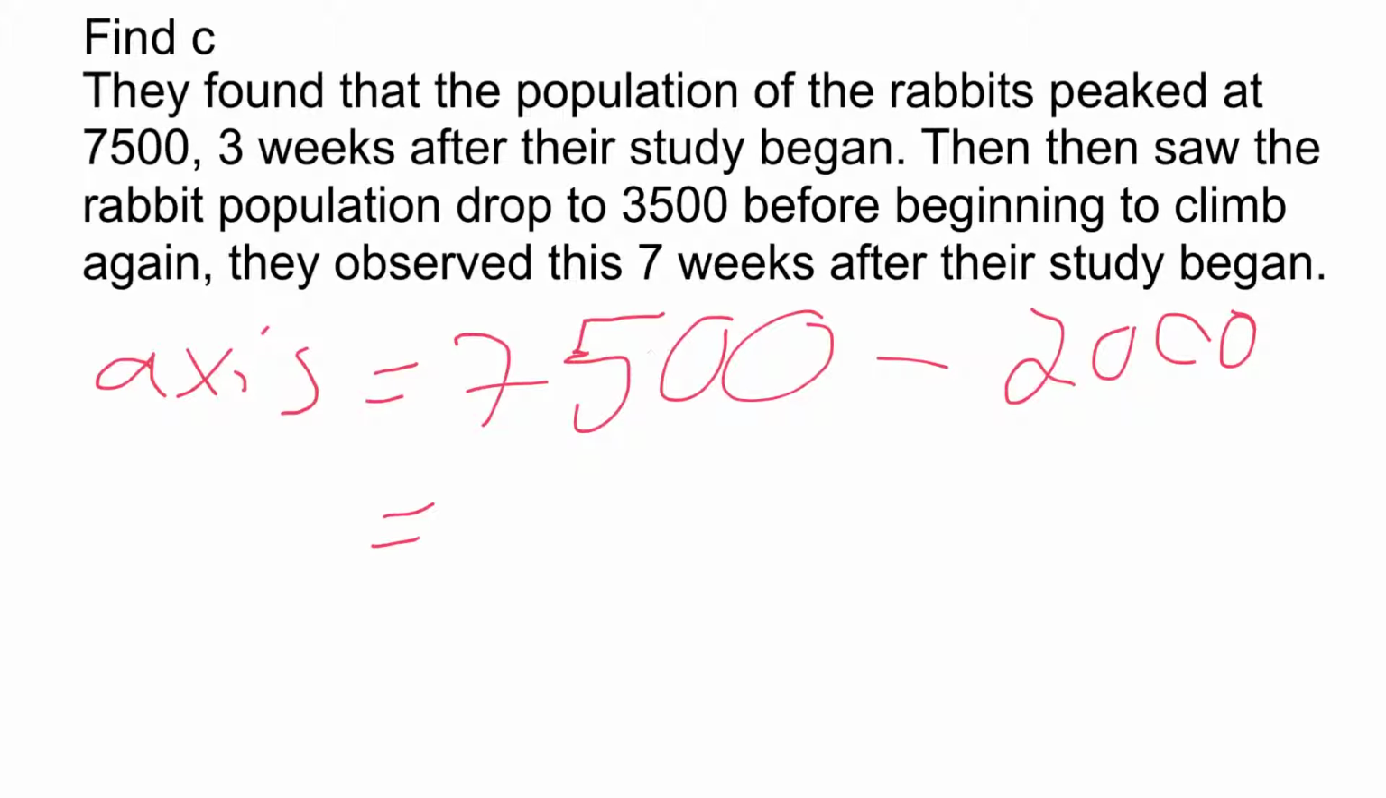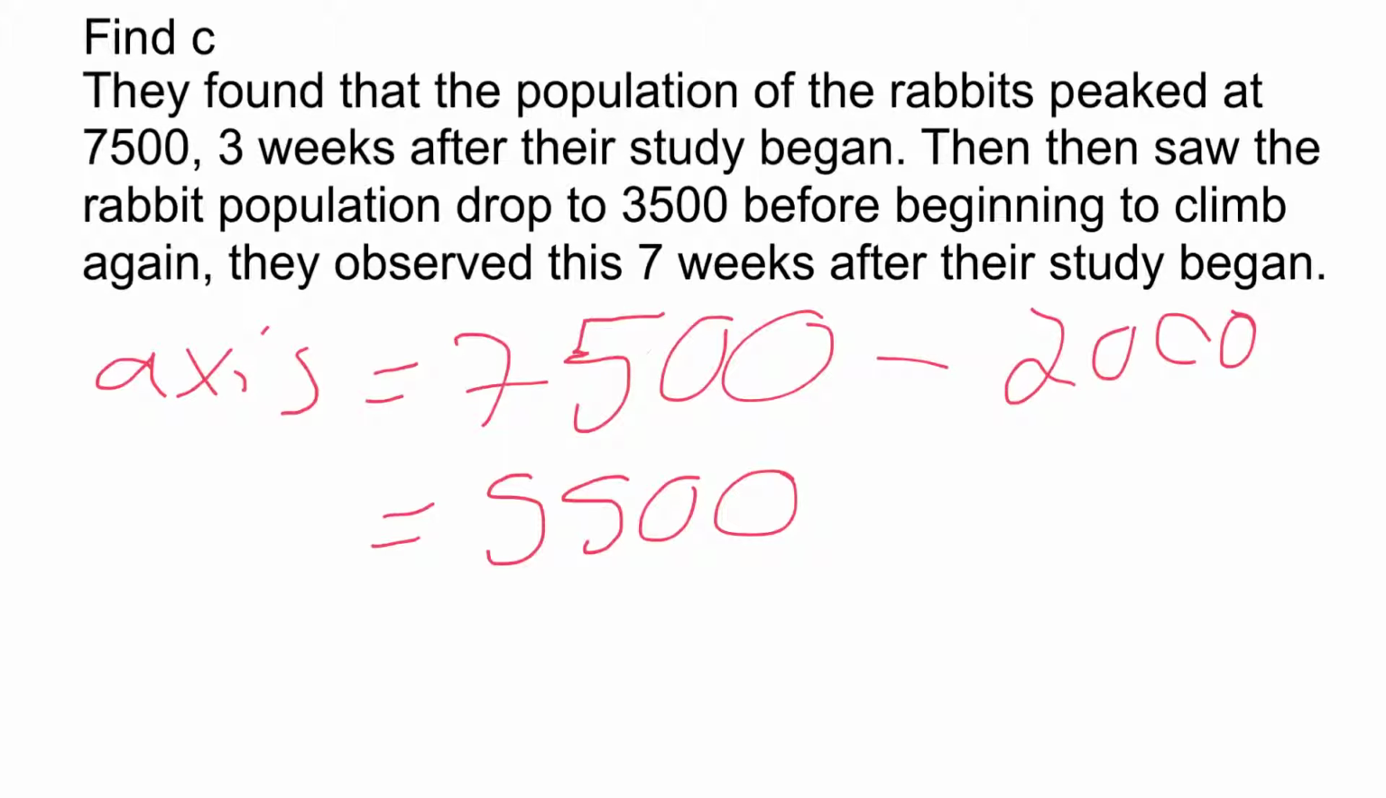So our axis of symmetry is 5,500. So now we have to decide. Do we want to use a sine function or a cos function? Let's use the cos function. Okay. You want to use a sine? In this case, I don't think it really matters. Alright, we've been using cos a lot. Let's give sine a try.